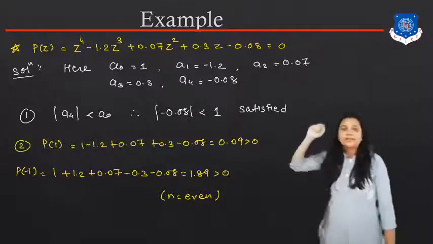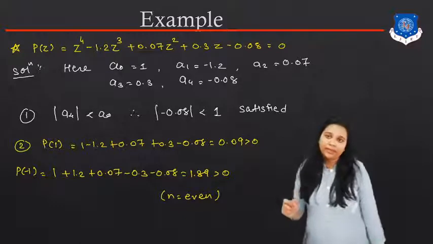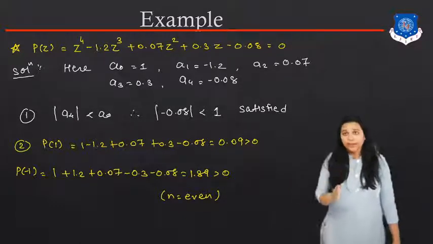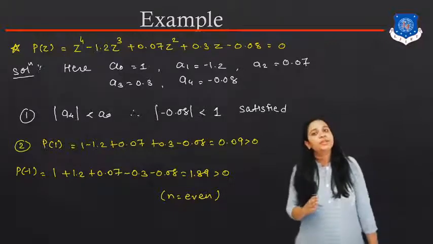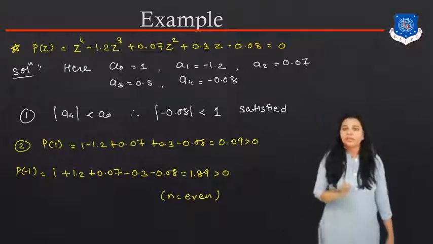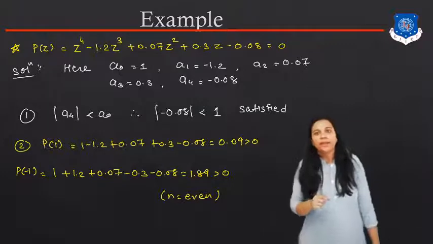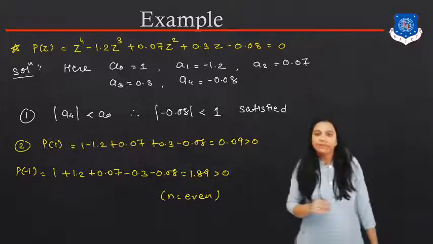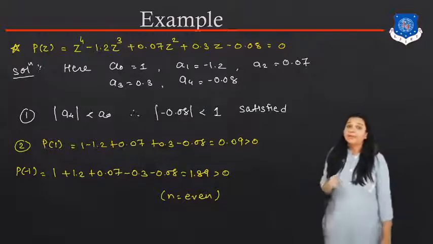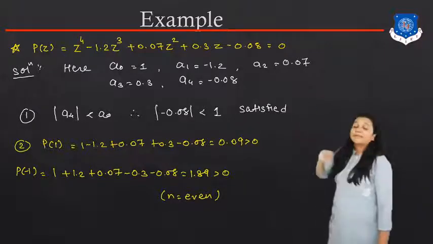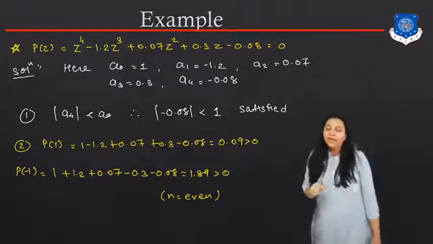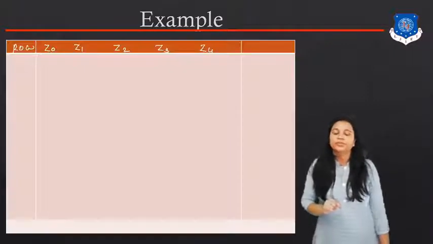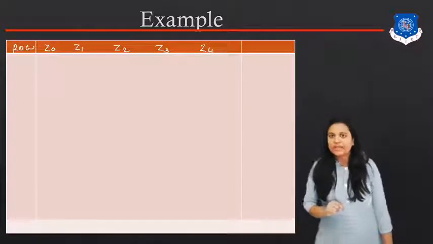In the characteristic equation, we can get T minus 1 that is equal to 1 plus 1.2 plus 0.07 minus 0.3 minus 0.08, that is equal to 1.89, greater than 0 for n is equal to even, because the maximum power of Z is 4 and 4 is an even number. Clear? So the second condition is also satisfied.